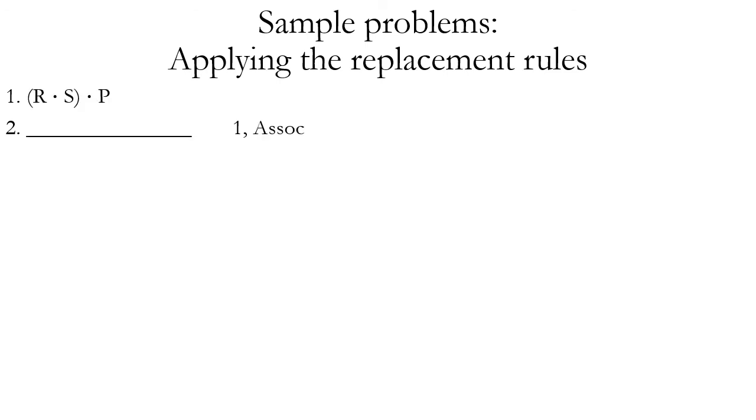If we use association on line 1, what would we get? Well, the parentheses are going to shift. So the main operator is still going to be a dot, but after we apply association, the main operator will be the first dot rather than the second.